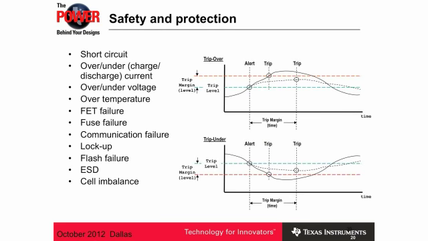Okay, electrically, how do we do safety? We have many, many different aspects to this, but we want to protect against short circuit, over and under current. When we say under current, we mean high discharge current. So high currents, over and under voltage, over temperature, FET failure, fuse failure, communication failure, locked up microprocessor, flash failure, ESD, and cell imbalance.